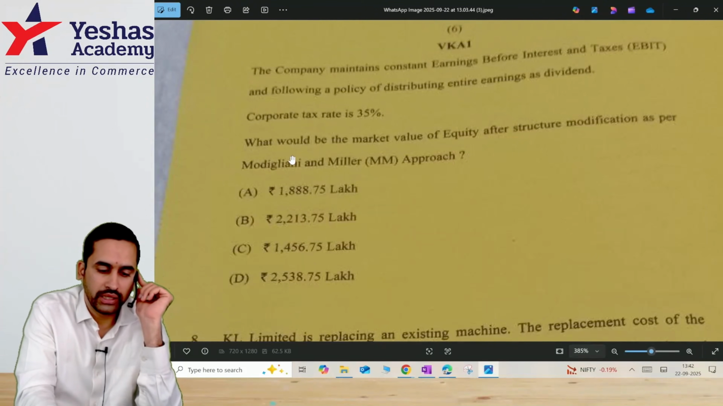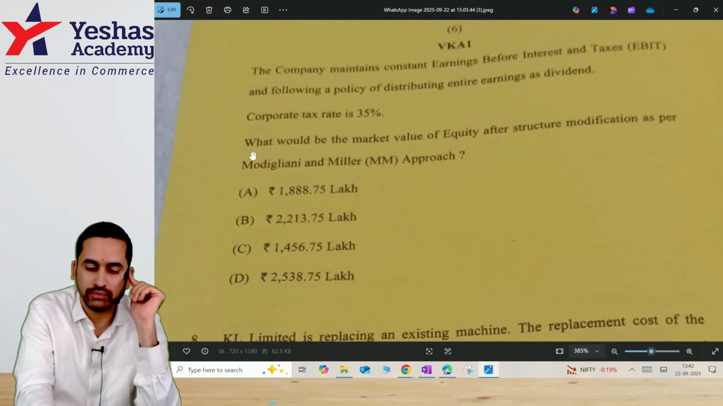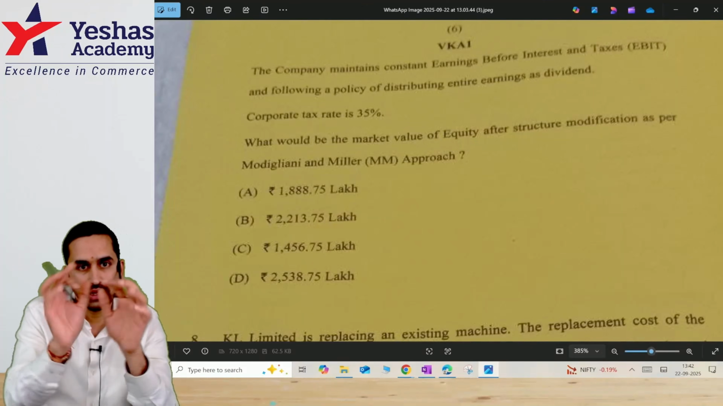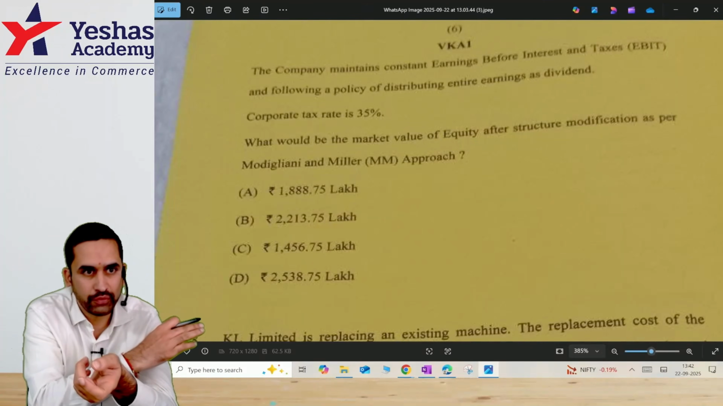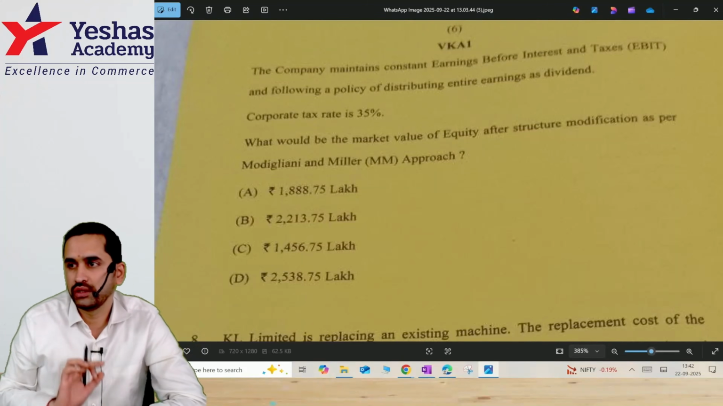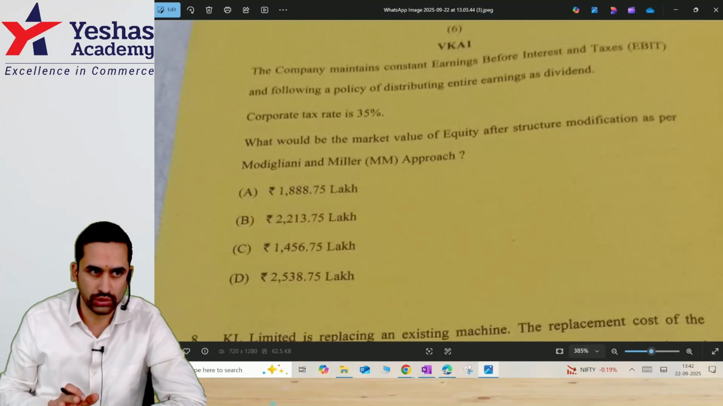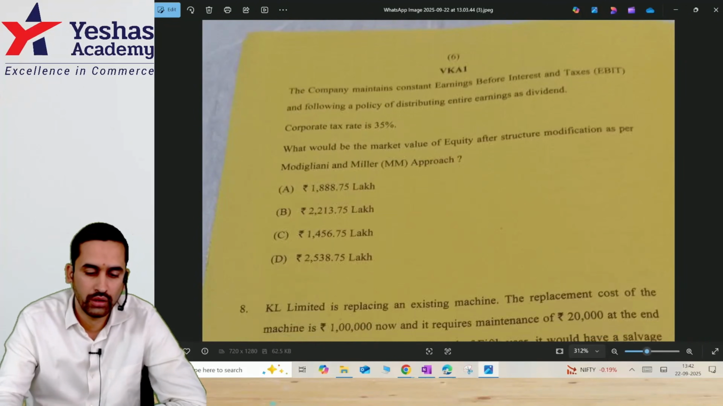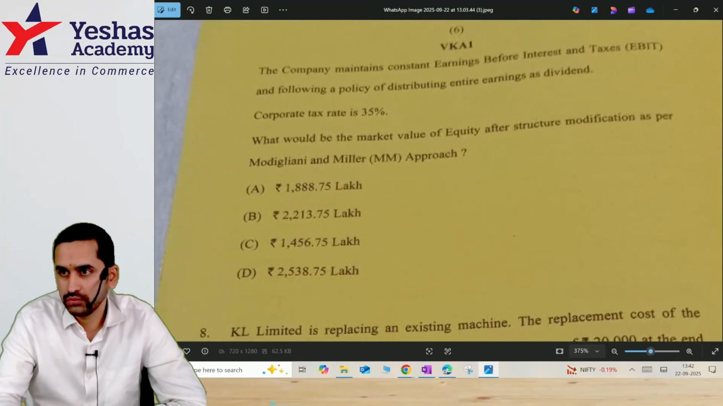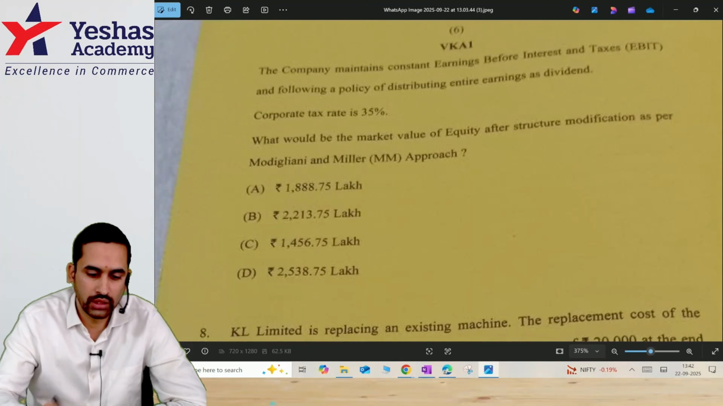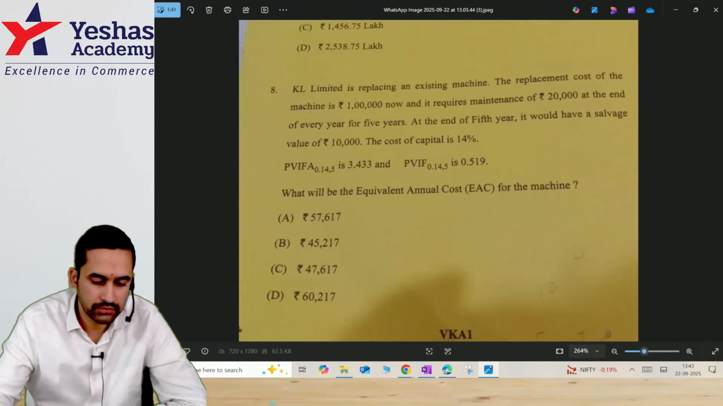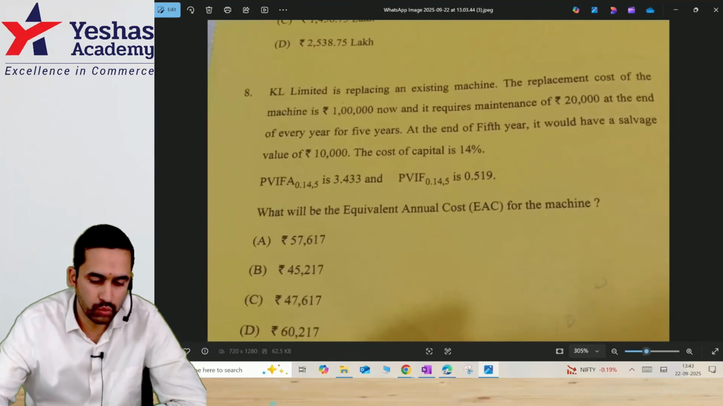But you observe they did not ask you value of the full firm. They asked value of equity only. That formula will give you value of full firm. From that, if you take out the debt, you get value of equity. Good question. Not tough, but good question. Because students don't do so much for MCQ. This is a descriptive question converted to MCQ. And then this was another MCQ.